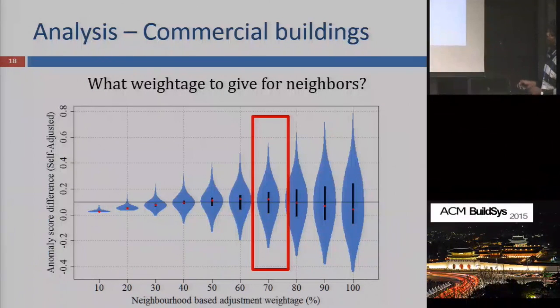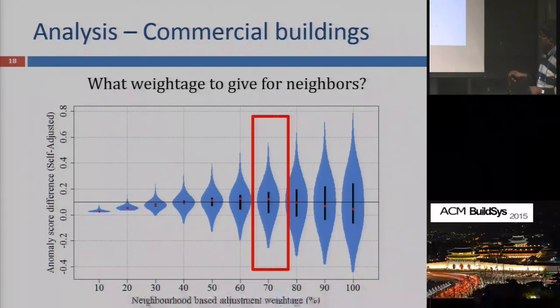And if you ask what weightage we should give to the neighbors, this question can be answered by a domain expert who knows about the building operations, or it can be empirically evaluated. In our case, we assigned different weightage to the neighbors, and this violin plot is showing that. When I assign 10%, the difference between the self and the adjusted anomaly score is very minute. As we increase the weightage, it is adjusting more.